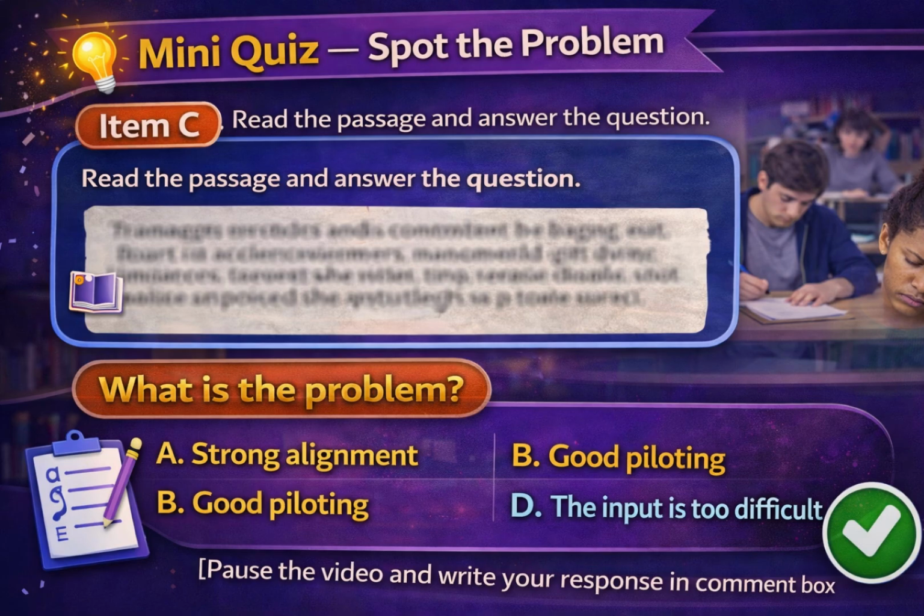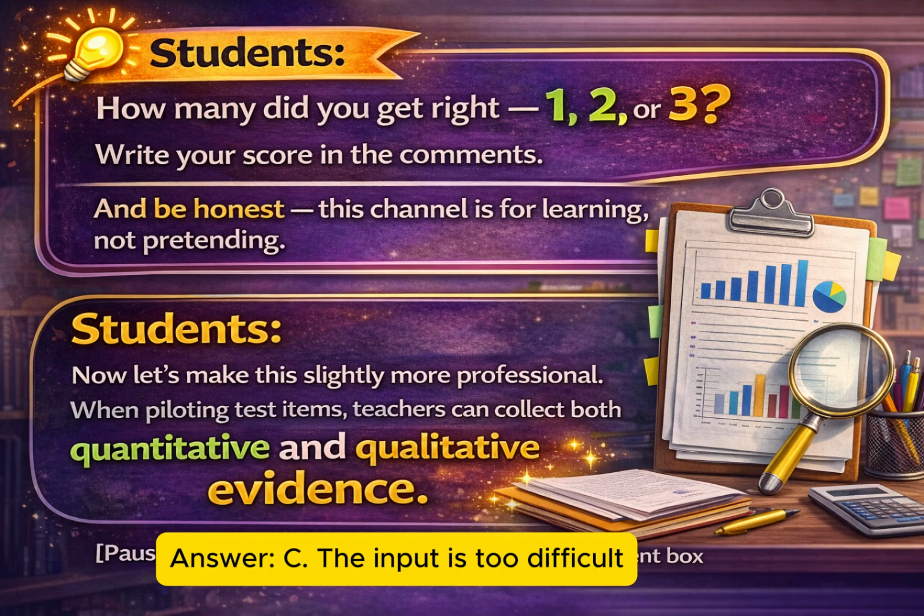Answer: A. Distractors are too weak. The incorrect options are too unrealistic. Item C. Read the passage and answer the question, but the passage contains 5 unknown words beyond student level. What is the problem? A. Strong alignment. B. Good piloting. C. The input is too difficult. D. The item is too short. Pause the video and write the answer in the comment box. Answer: C. The input is too difficult.